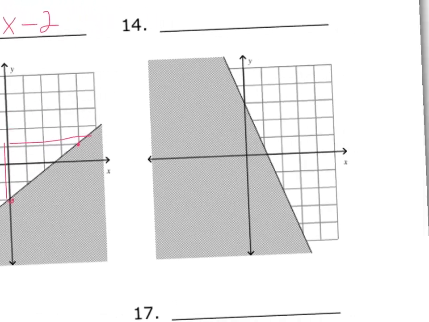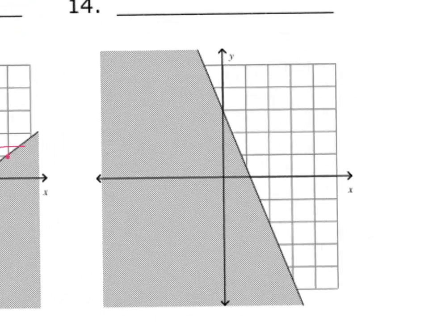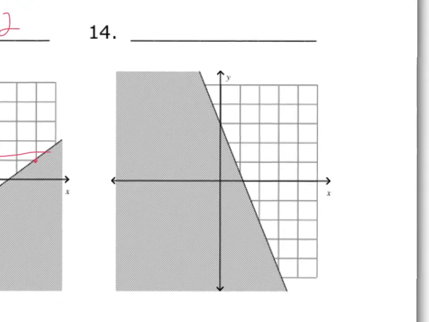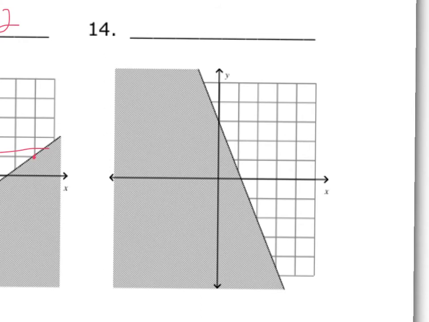Okay, number 14, same steps. Blow it up. We see the dotted line. The shaded area is under the line. So if this is my line, and I'm looking up or down, the shaded area is down, so it's below, so that's less than. So y is less than. We saw that it was a dotted line, so it's not equal to. And we need m and b. B is at 3.